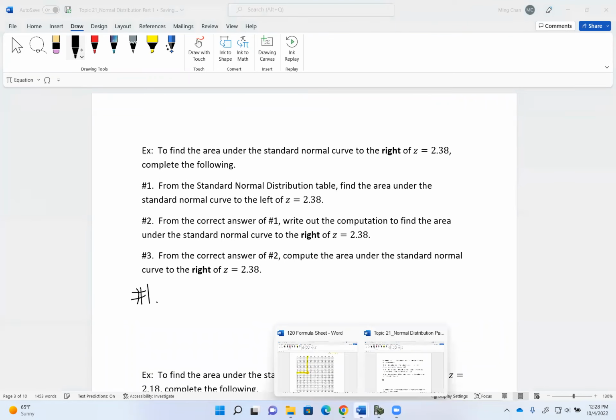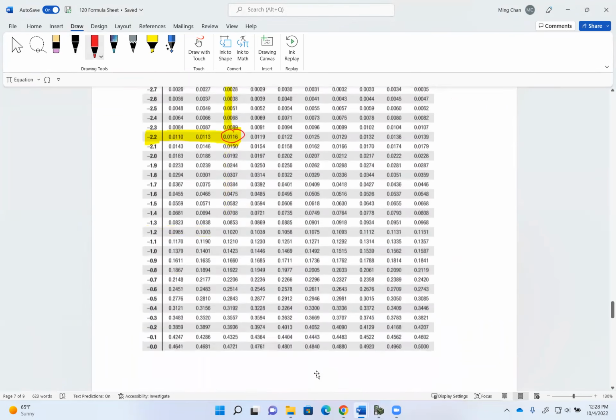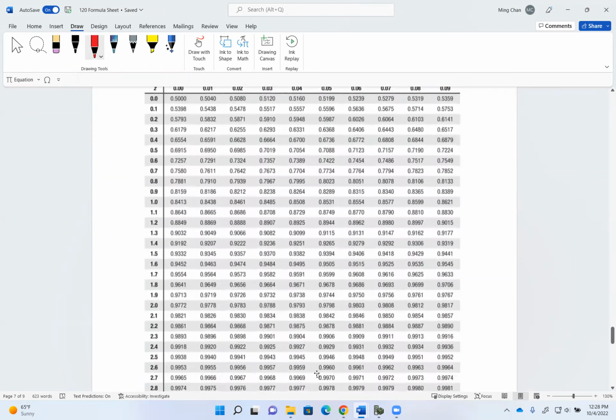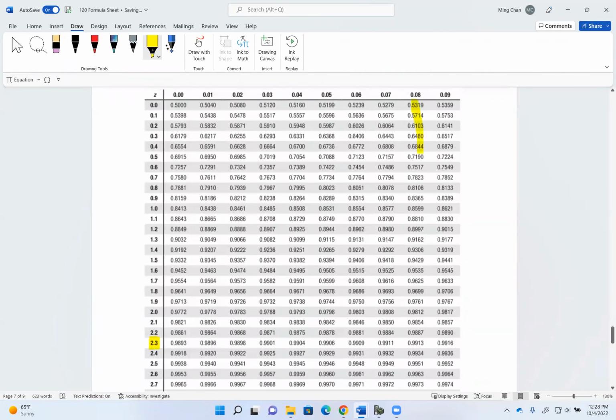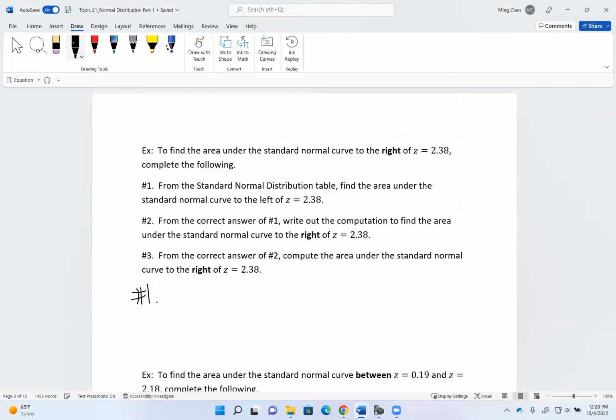2.38, positive 2.38. So let's go to the other page. 2.3 is right here, and then 8. Coming down from 8, 2.38. So that will be this number here, 0.9913. So this number is the area to the left.